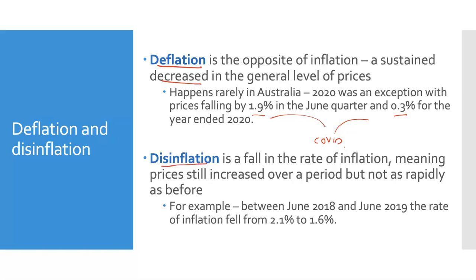Disinflation is another term, and this talks about a fall in the rate of inflation. So inflation still might be high, we might still have price rises, but the rate of the price rise is going down. For example, the rate of inflation between June 2018 and June 2019 fell from 2.1 to 1.6%. So we had a reduction in our price rises, we had disinflation.